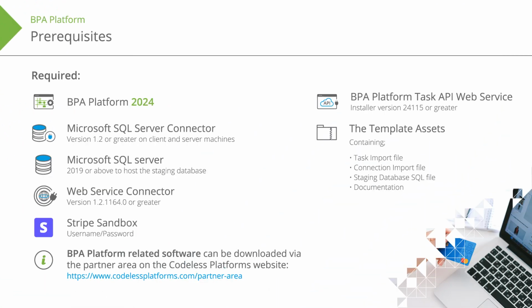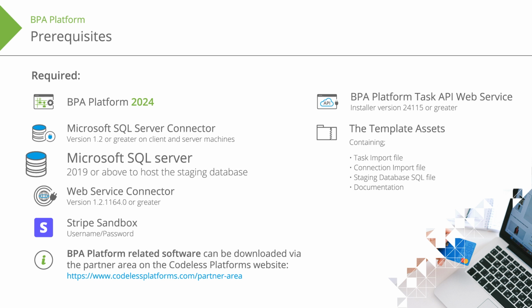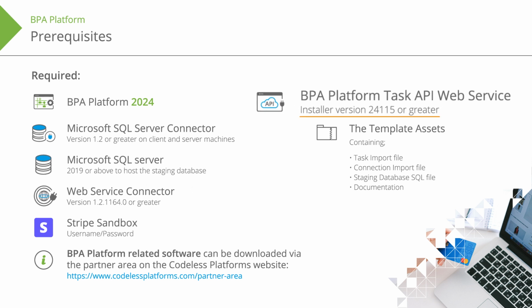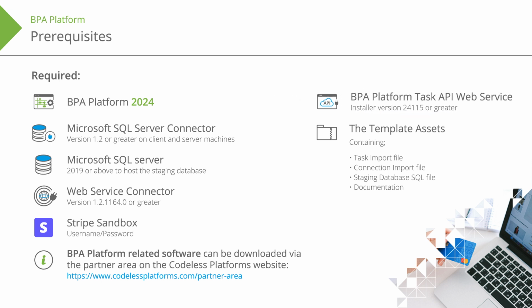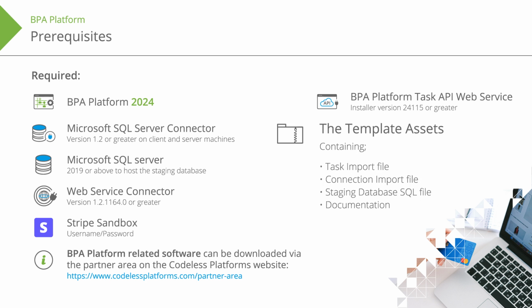You will require BPA Platform 2024, the Microsoft SQL Server Connector tool, Microsoft SQL Server 2019 or above to host the staging database, the Web Service Connector, BPA Task API Web Services, and a Stripe Sandbox. The BPA Platform related software can be downloaded via the partner area on the Codeless Platforms website. To obtain the template assets, please contact your account manager.